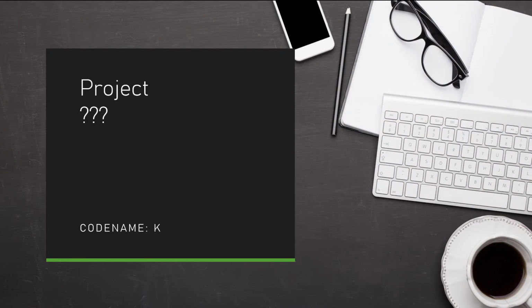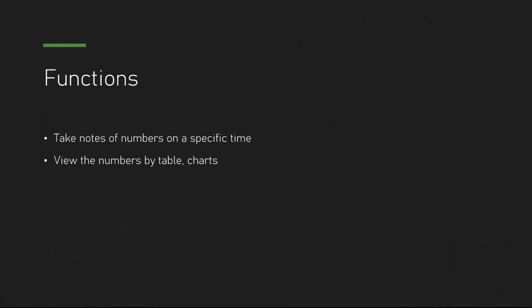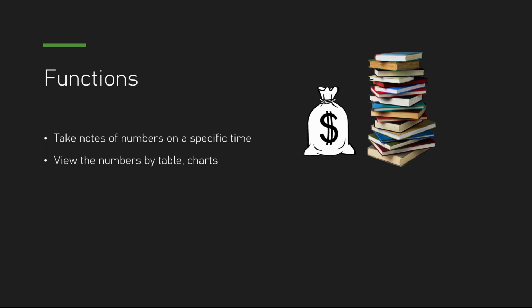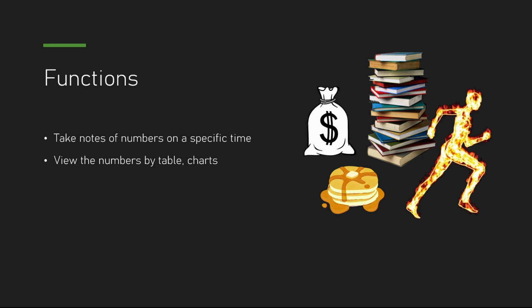I'm eventually going to name it, but I don't have a good name for the project yet. So I'll give it a CodeName K. So here we go. What does K do? It is an application that can take notes for numbers on a specific time. And afterwards, those numbers could be showed in form of table, charts, and so on. Numbers are interesting when you see it over a period of time. For example, tracking your 401k year over year, track the numbers of books you read, track the calories you're taking, or the exercise minutes you spent in the gym weekly.